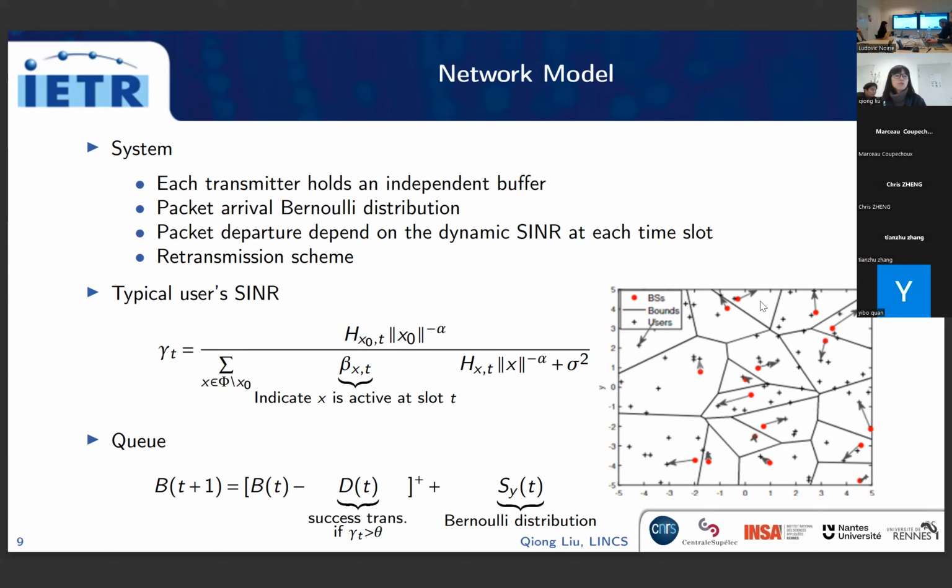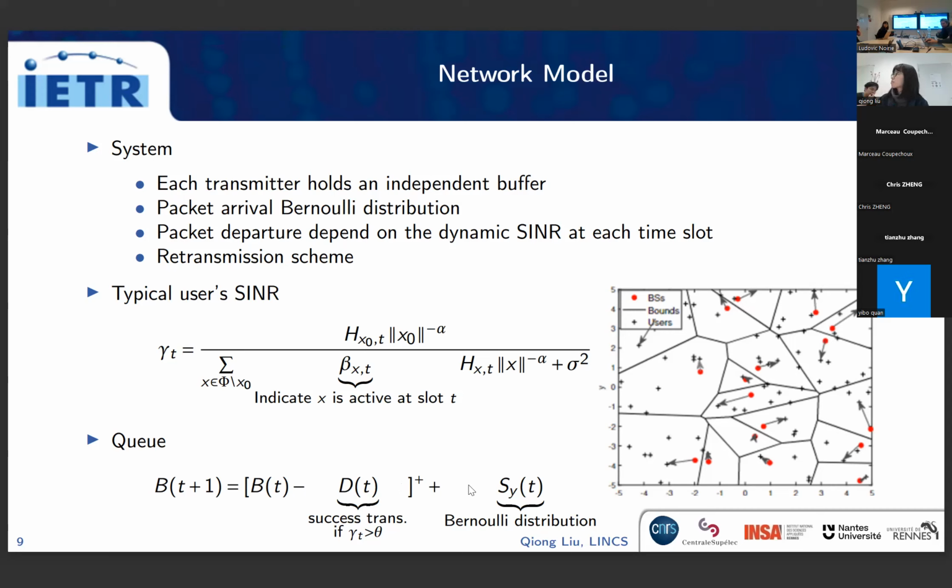So for the typical user's SNR, compared with the baseline model, we add an indicator function, beta_x,t. Here beta_x,t indicates that the interfering base station x is active at time slot t. This indicator function makes a link with the queue, with the buffer state of its own. And for each transmitter, the queue model is quite classical: the current buffer length equals the previous buffer length minus the packet departure plus the packet arrival.